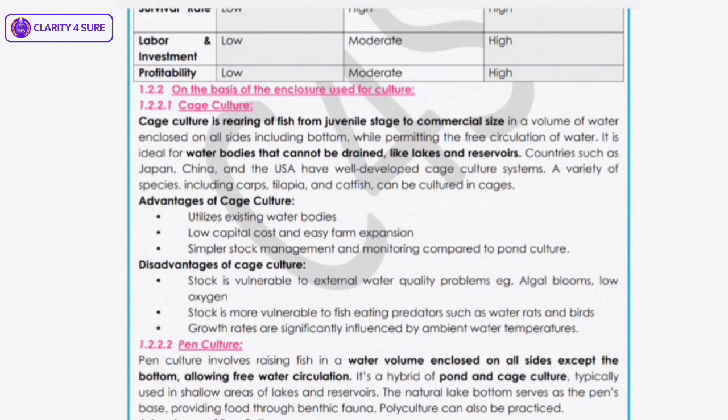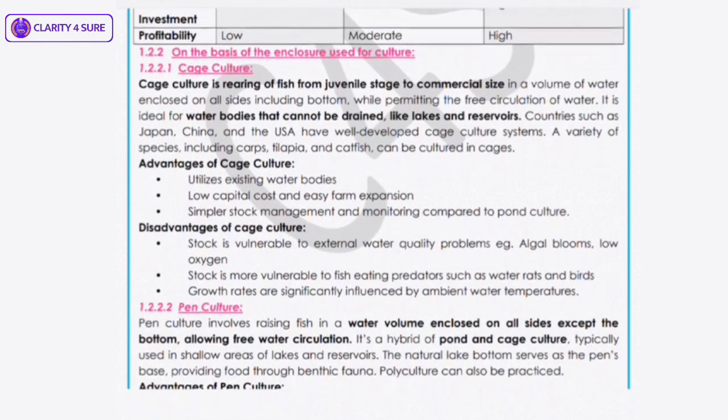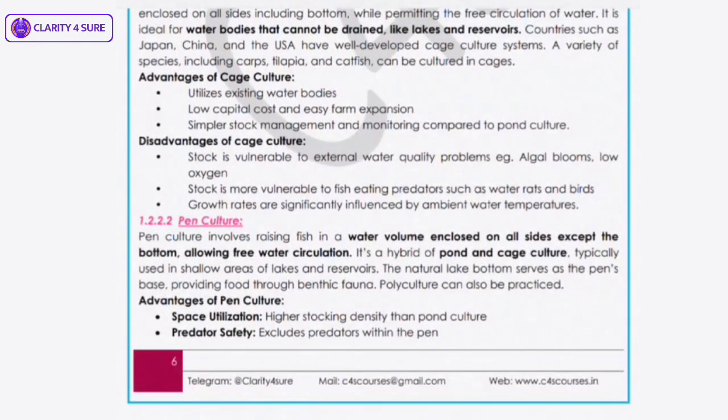So what is the advantage? Utilizes existing water bodies, low capital cost and easy farm expansion, simpler stock management and monitoring compared to pond culture. What are the disadvantages? Let's have a look at them as well. Stock is vulnerable to external water quality problems, right? Because it is in natural water, so algal blooms, low oxygen, this all can affect the stock. Stock is more vulnerable to fish eating predators such as water rats and birds. Growth rates are significantly influenced by ambient water temperatures.